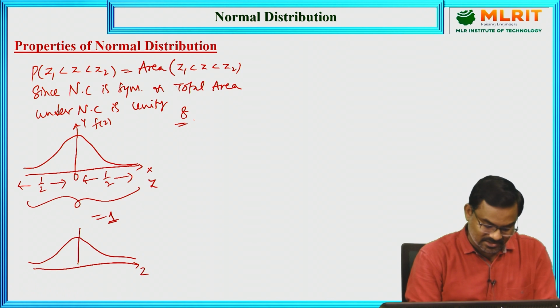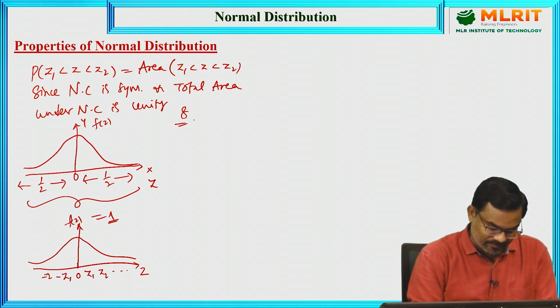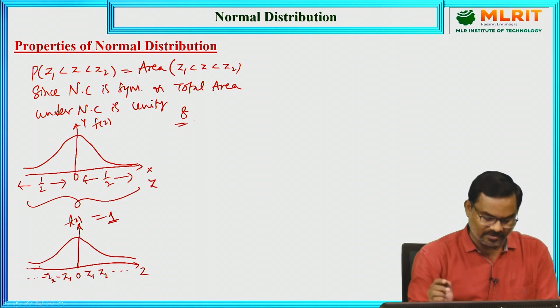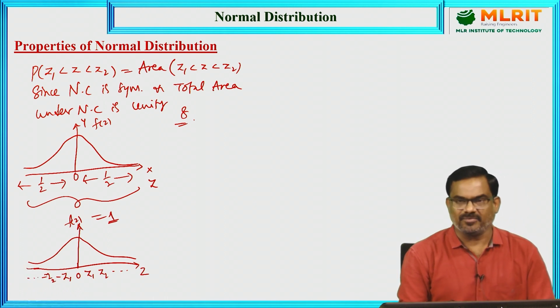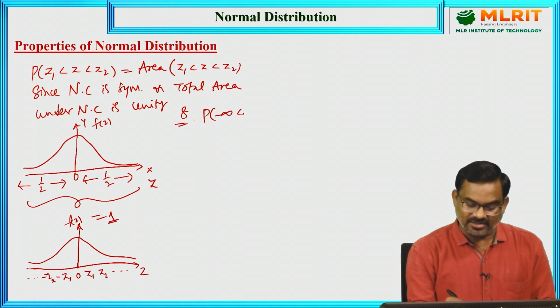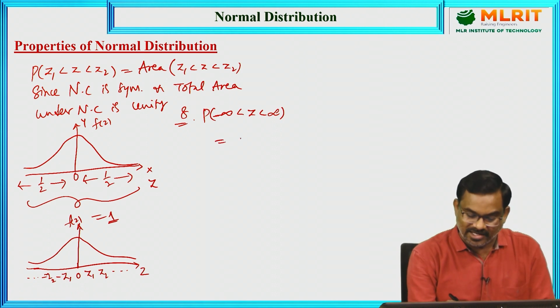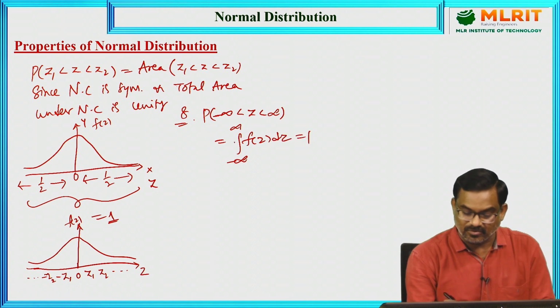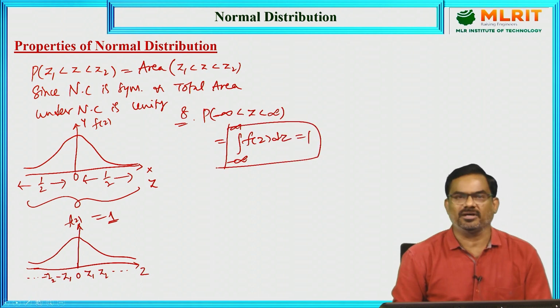This is the z-axis and this is the f of z axis, with 0, z1, z2 and so on, minus z1, minus z2 and so on. So under the standard normal curve, the probability of minus infinity less than z less than plus infinity, that means the total area, the integral from minus infinity to plus infinity of f of z dz, is equal to 1. The total area under the normal curve is unity.